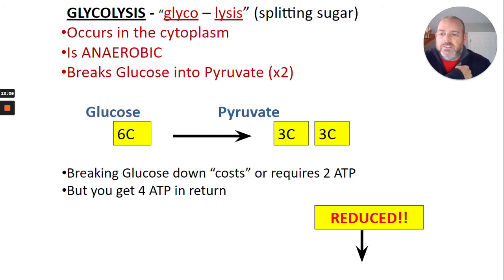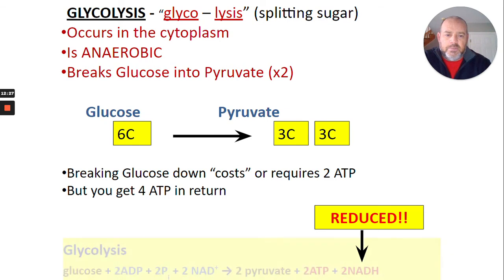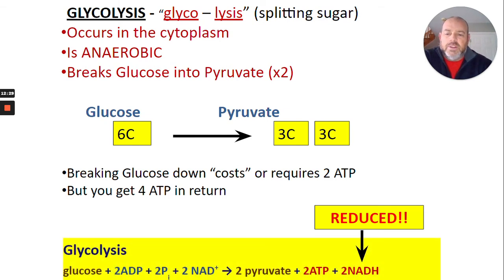Okay, and so in order to do this, in order to break down glucose, we're going to have to spend some ATP. They're not just going to break down on their own. We're going to have to get the ball rolling. Okay, so you have to make an investment. You have to spend a little ATP in order to get more out of the back end. Okay, so you spend 2, but you get 4 in return, and that 4 is just from glycolysis, not from the whole thing. Okay. So here's the actual glycolysis equation, which I will not mess with very much at all.